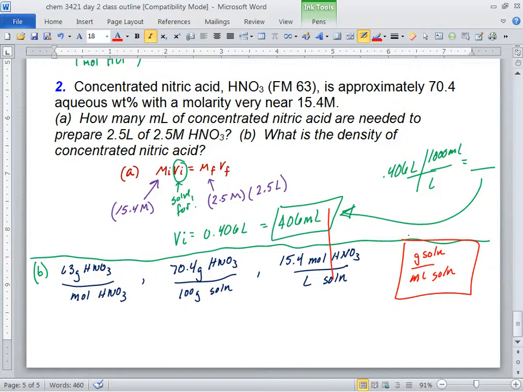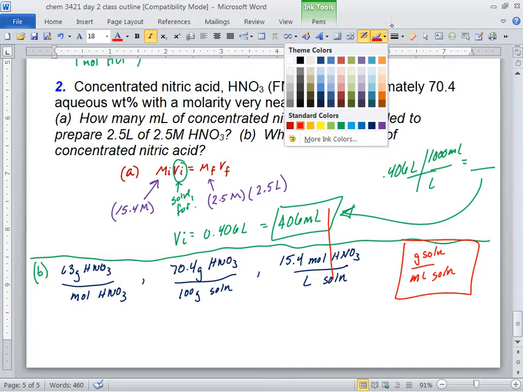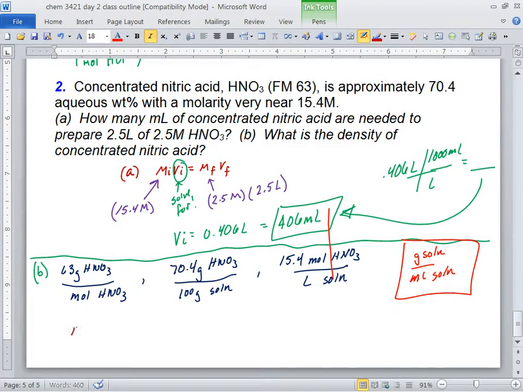So which way do you want to go? This one or that one? Where do you want to start? The 15.4 way? Okay, let's start that way. 15.4 moles of HNO3 per liter of solution. Start that way. Keep going until you end up with grams of solution up on top. Oh, and you need milliliters of solution on the bottom. Don't forget about that one.